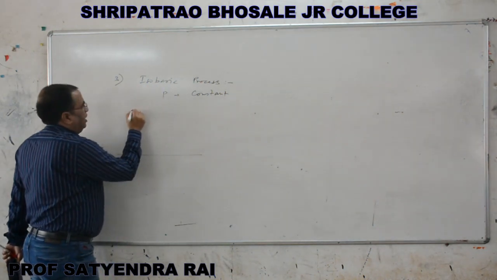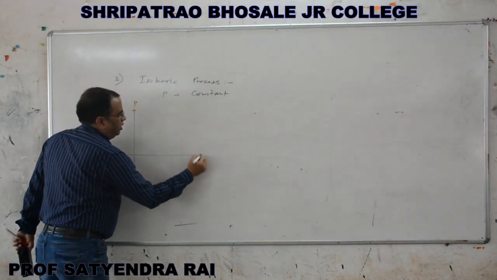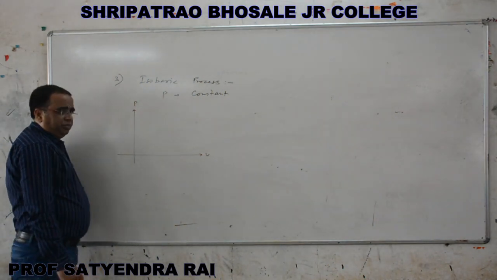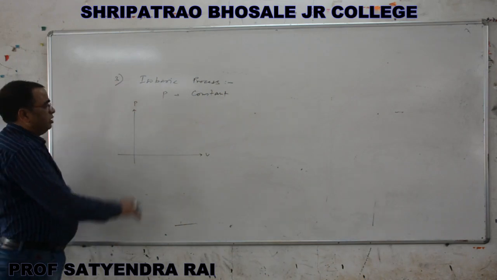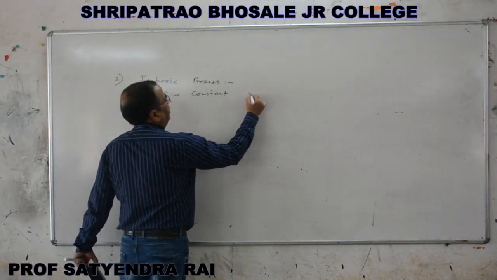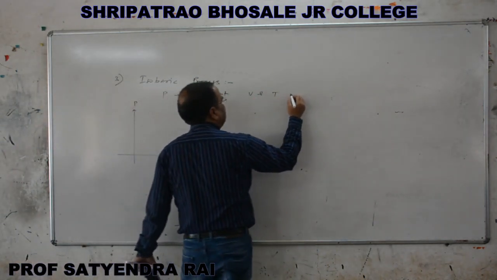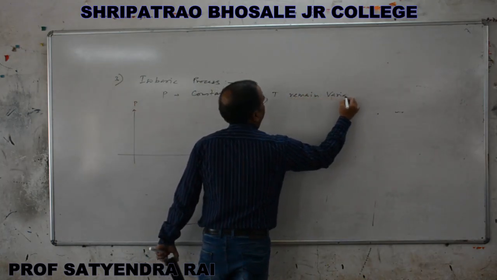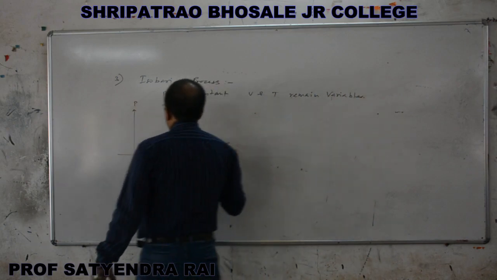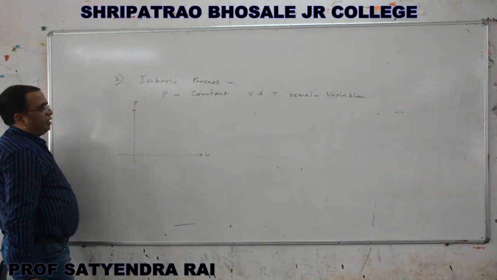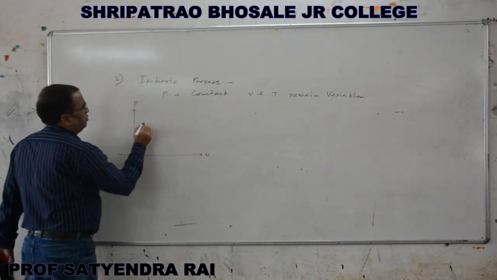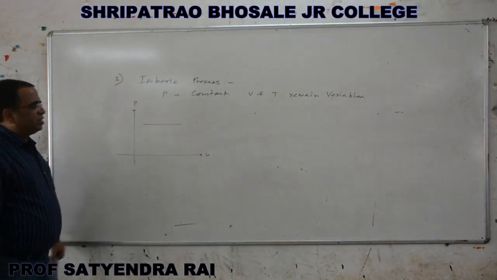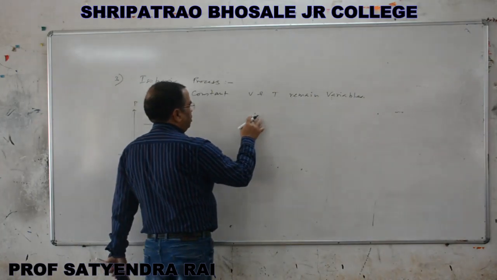Okay, say we have a PV curve. Its indicator diagram, since P is constant, where V and T remain variables, keeping P constant. So the indicator diagram of this process will definitely be this one. And here we get Charles law. This is also the interpretation of Charles law.